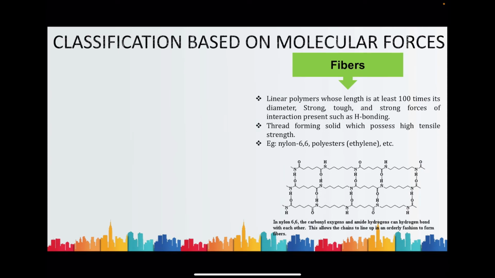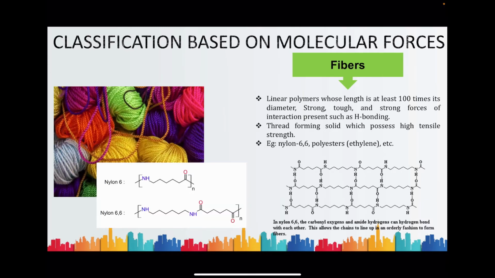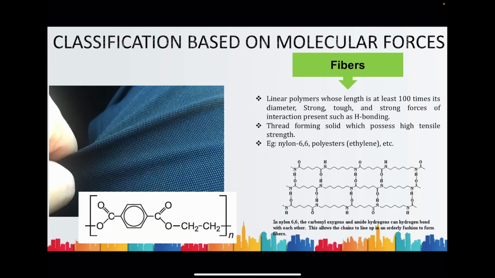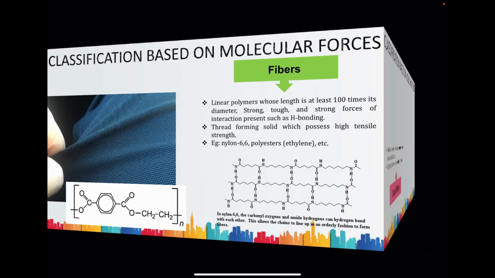Next, we move to the fibers. These polymers are linear polymers whose length is at least 100 times its diameter. Strong and tough forces of interaction are present, such as hydrogen bonding. They are thread-forming solids which possess high tensile strength. The polymers that have this structure include nylon 6, polyester, and so on.